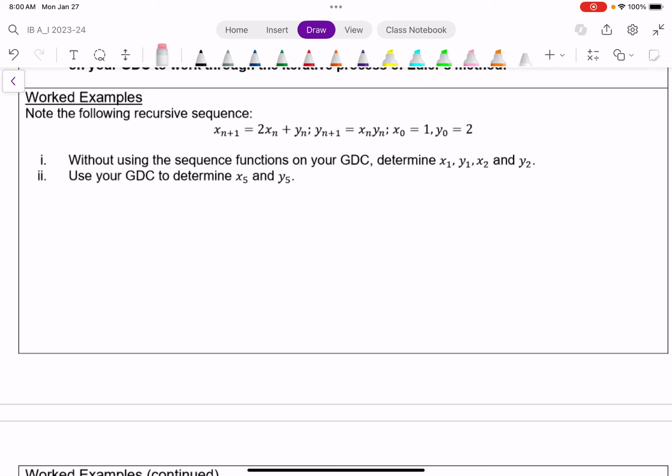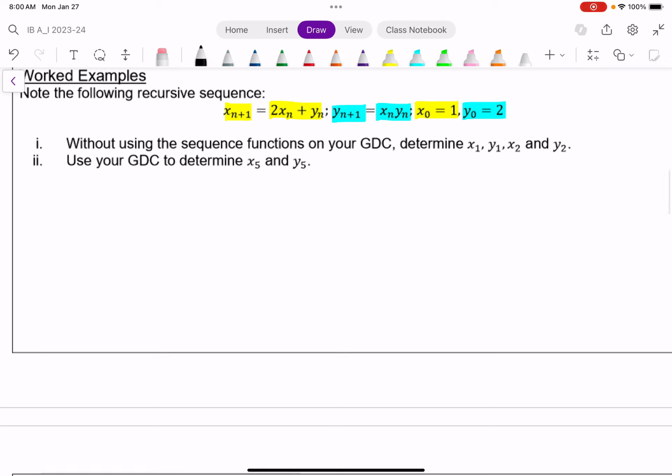So I have two recursive sequences here. x_(n+1) is the same as 2x_n plus y_n, and y_(n+1) is x_n times y_n. And then we're given some starting points: x_0 is 1 and y_0 is 2. So x starts at 1, y starts at 2. This is just about understanding how we read a recursive equation, which goes way back to some of the first lessons in this course.